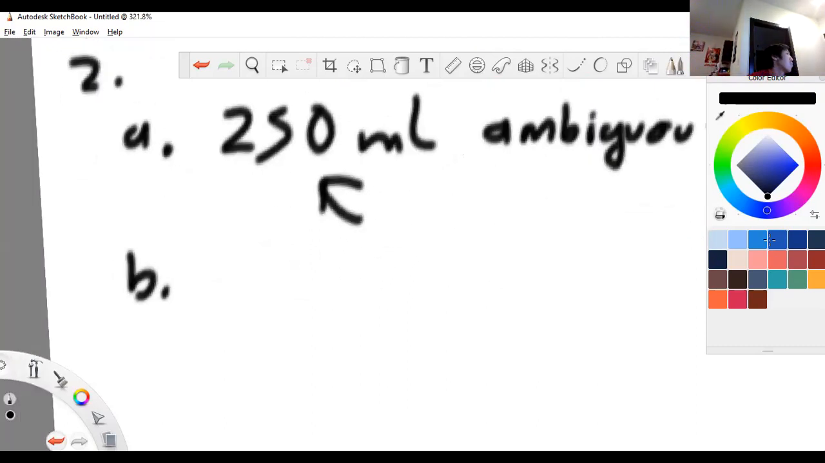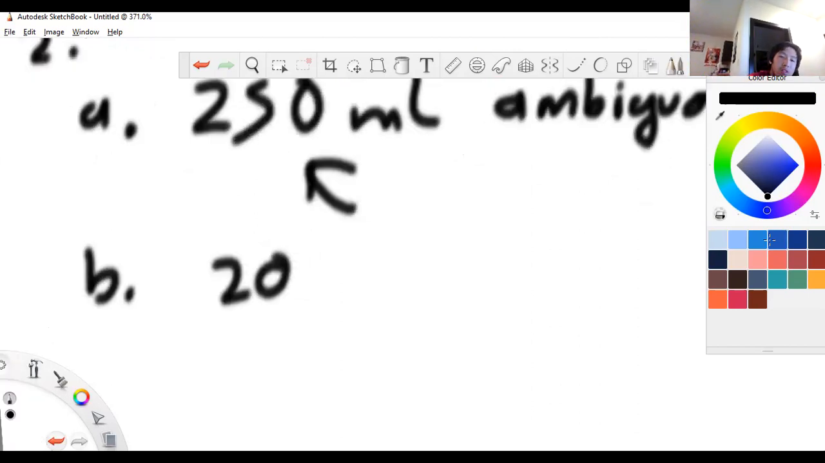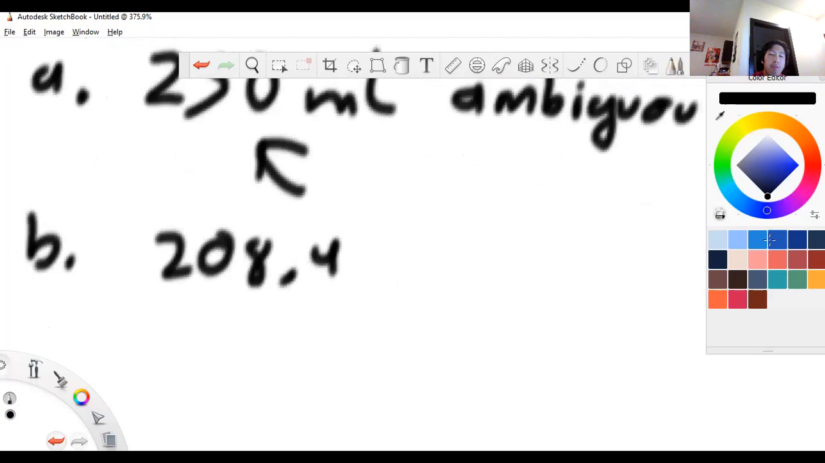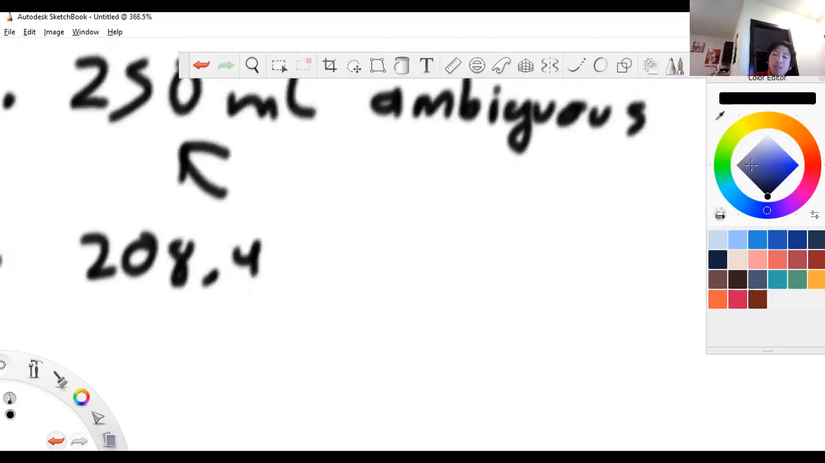B, a reaction time is measured to be 208.4 seconds. That is just 208.4. Because that zero is not trailing and it's not in front of anything, then that is 4 significant figures.